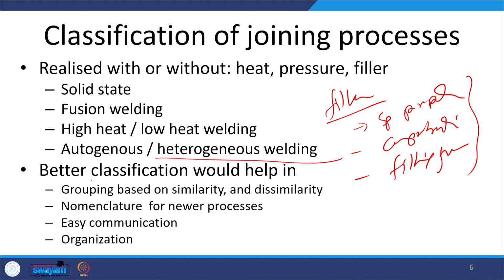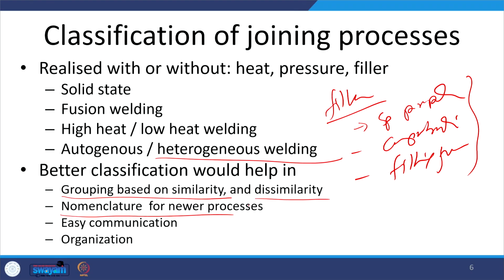And when the processes are classified, what is the purpose of classifying the processes? Grouping based on similarity or dissimilarity. When we classify, we need to see on what basis the processes are similar or different. It also helps in giving newer names to the new processes being developed, a nomenclature for easier communication, like solid state joining, where there is no melting. If there is melting, we will say fusion welding based processes. It also helps in proper organization of the facilities, so that people have the suitable expertise.